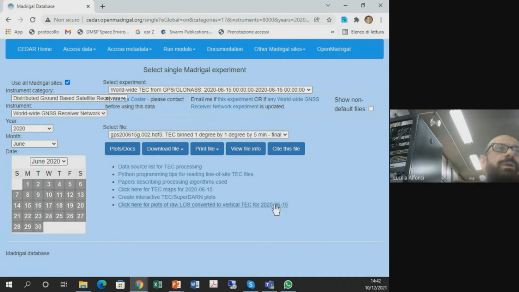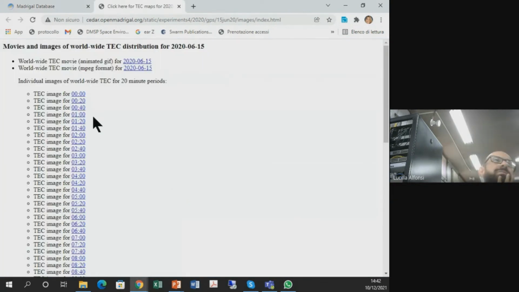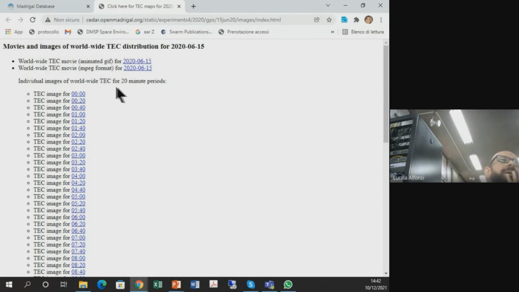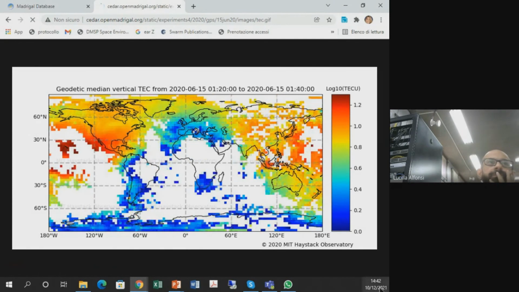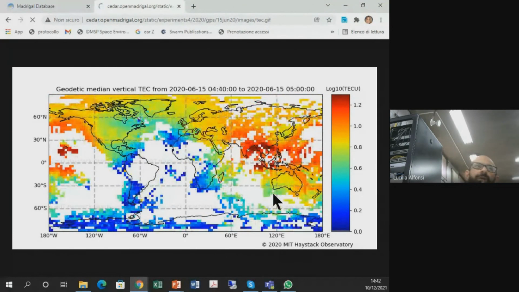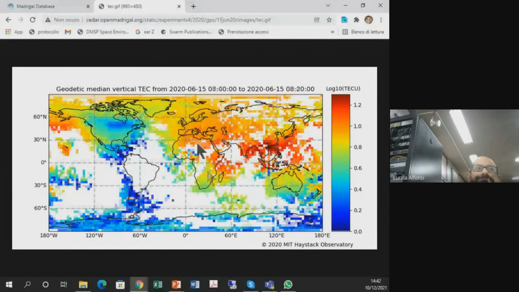So here we can select TEC maps for 15. I don't know why 15, but that's fine. And here you have the map every 20 minutes, or at the end, if I am not wrong, at the beginning. Okay, the animated GIF, including all the maps, and that's it. So you can see the evolution of the TEC at the global level during one day, the day you selected, more or less.